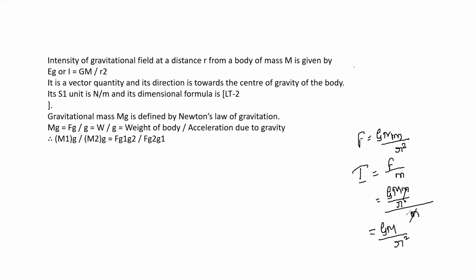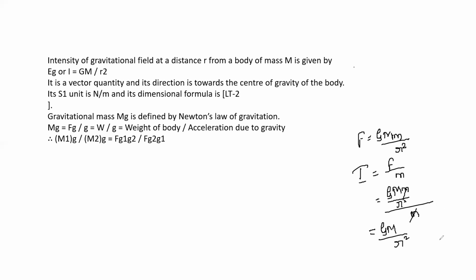Here you can see that as it depends on force, we can say that it is a vector quantity and its direction is towards the center of gravity of the body. The direction of this intensity of gravitational field is towards the center of gravity. Okay, the SI unit I already told you, it is Newton per kg, and its dimensional formula is taken as L T raised to minus 2.